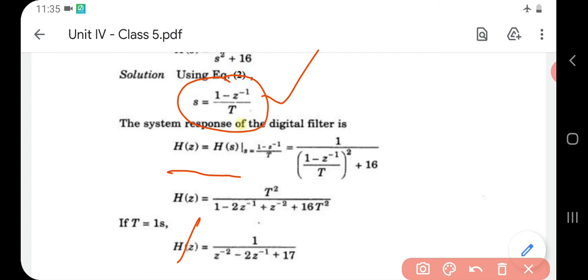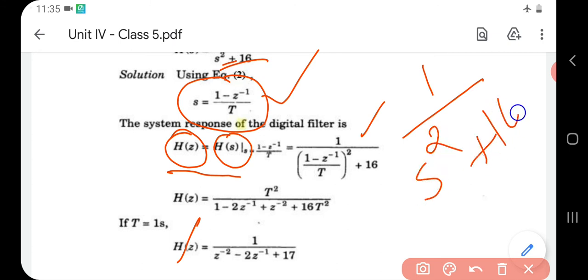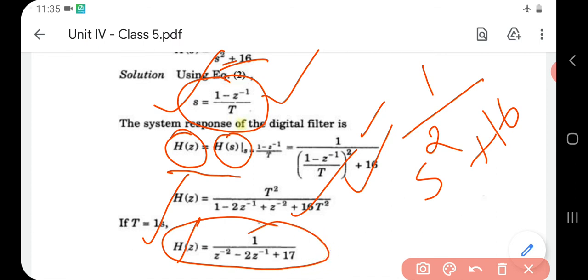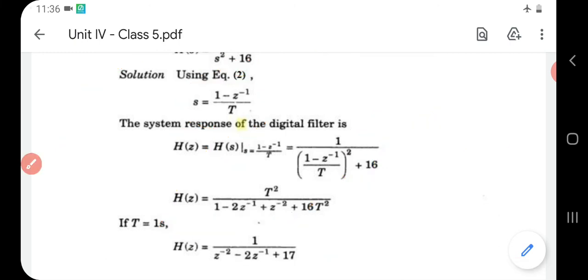This is the S plane analog filter, this is the Z plane digital filter. Now in place of s in the question, 1/(s^2 + 16), you will have to substitute this, so you will get this equation. Now expand. Finally, putting T equal to 1 second, you will get the equivalent transfer function of the digital filter. That means you have now converted this analog filter to an equivalent digital filter using the approximation of derivatives method. So that's all about this technique.